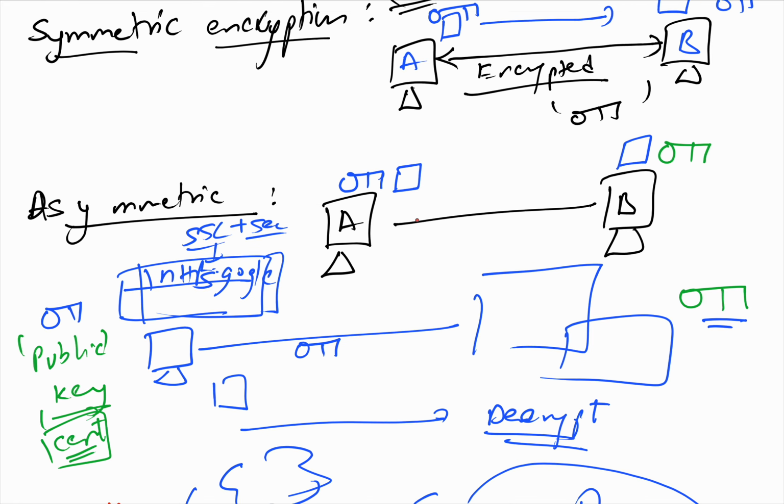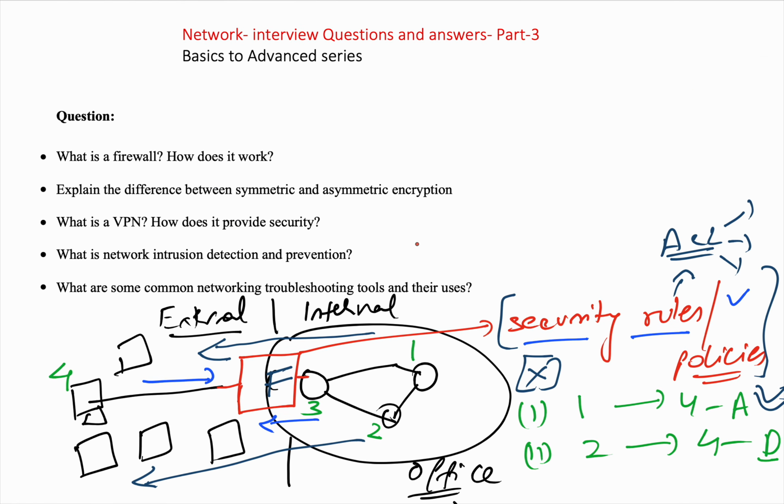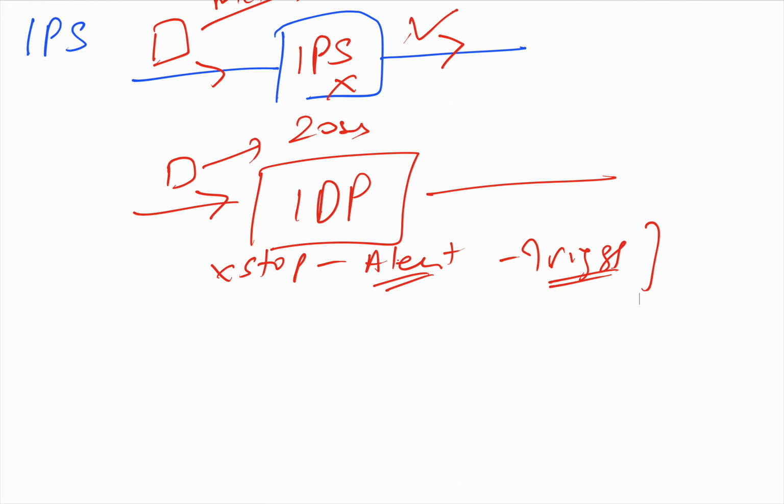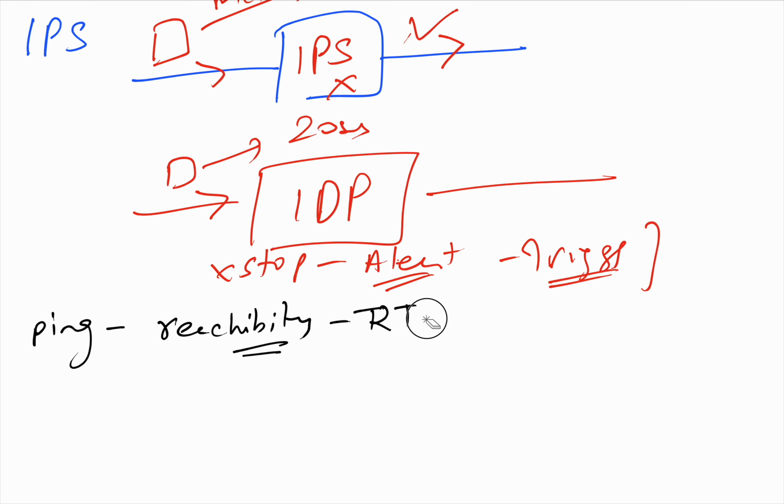Now we have the next question, which is: what are common network troubleshooting tools and their uses? There are a few, but the simplest ones that I would want you guys to properly use, because it helps in everything. First is ping. Ping lets you know if you have reachability, and it also tells you the RTT, round trip time, that is how much time it takes for the packet to go to and fro.